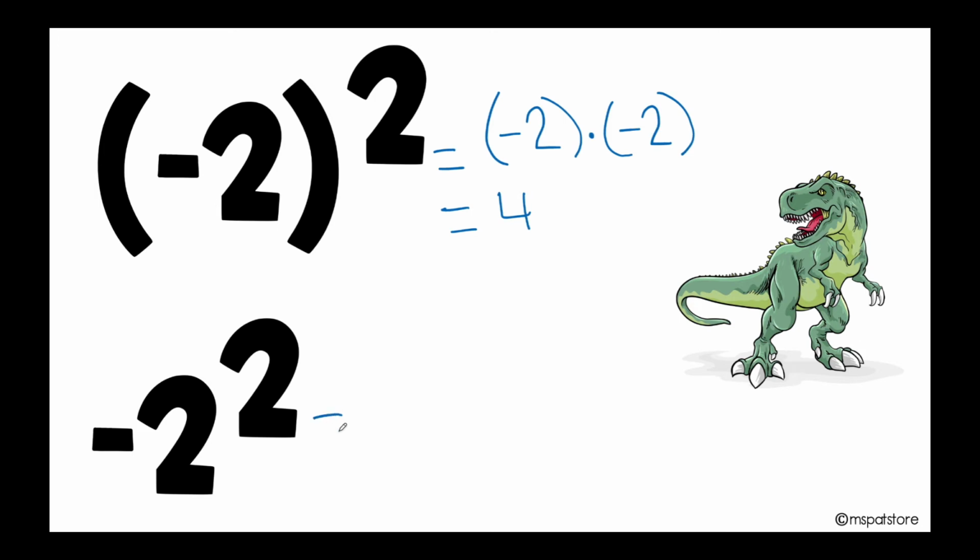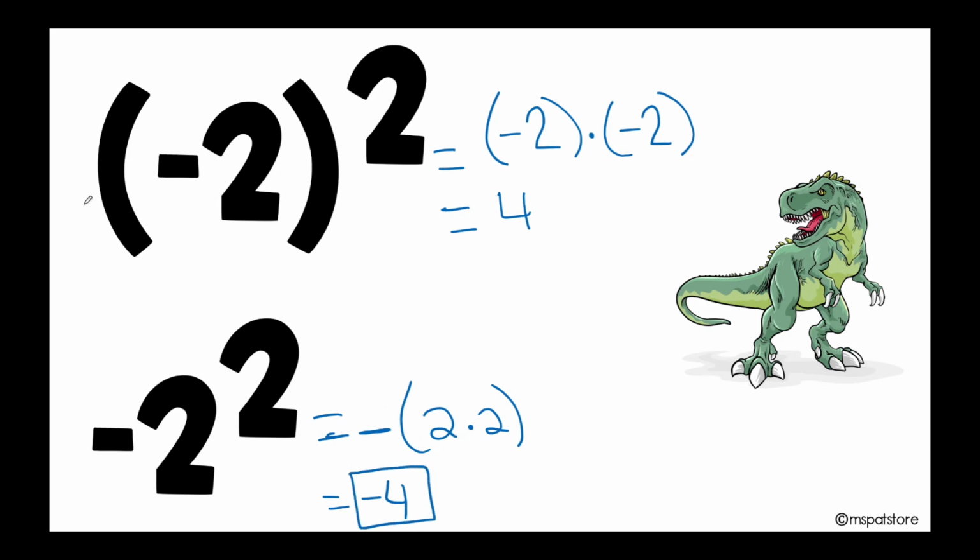In this case, T-Rex has a little problem because he cannot reach this sign. So this sign will be left outside, behind, okay? So I'm just going to do positive 2 times positive 2, which is equal to, let me bring down this sign that I didn't use, 2 times 2 is 4. So my answer is negative 4.